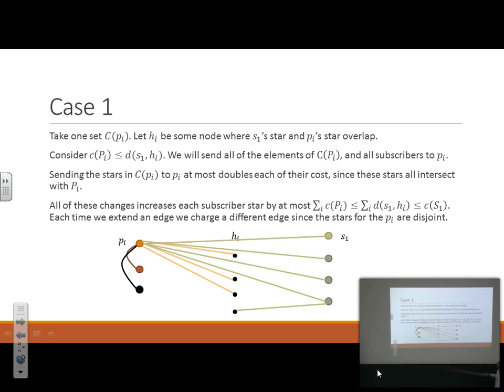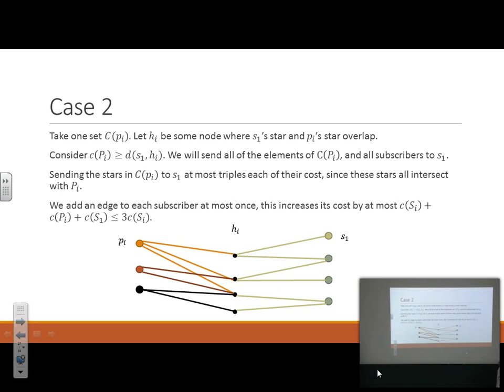So when I have the case that this single edge alone is costlier than the whole publisher's star, I'm able to pay for everybody just paying one copy of my star. In the other case, when this guy's star is costlier than that edge, I think now what we do is send everybody to PI, as we did in the very first reduction.